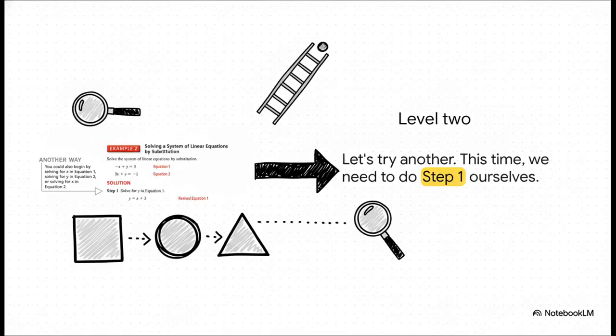All right, you ready to level up a little? Let's try one that's a little more involved. This time, we have to do all three steps ourselves. If you look at this system, you'll see that neither x nor y is by itself. So that means it's our job to do step 1.